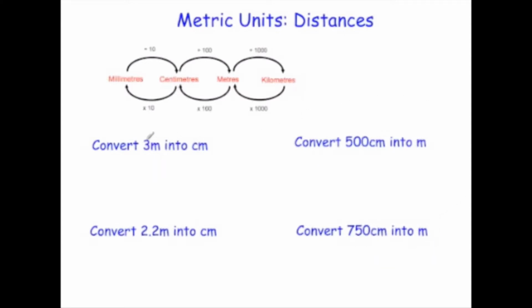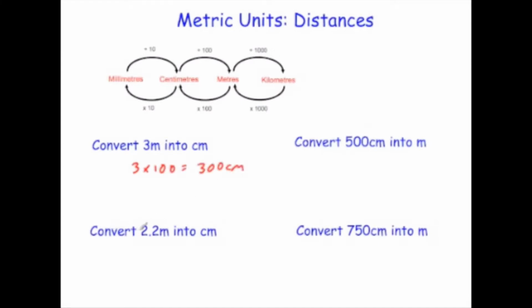Okay, now we're going to convert between meters and centimeters. So first question is to convert 3 meters into centimeters. So to go from meters into centimeters, you times by 100. So 3 times 100 is equal to 300 centimeters.